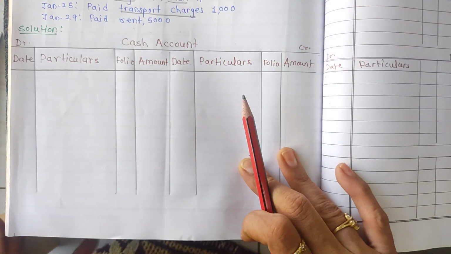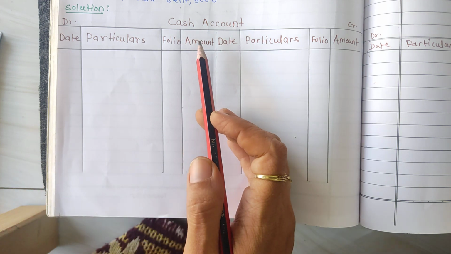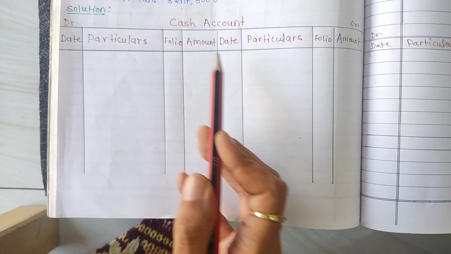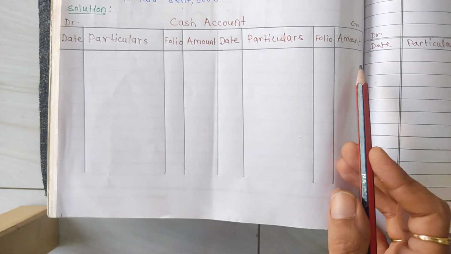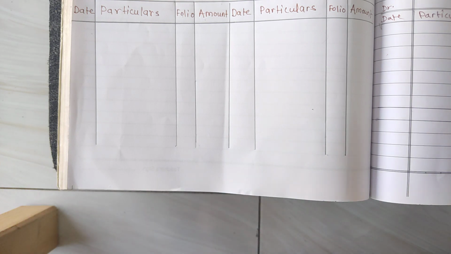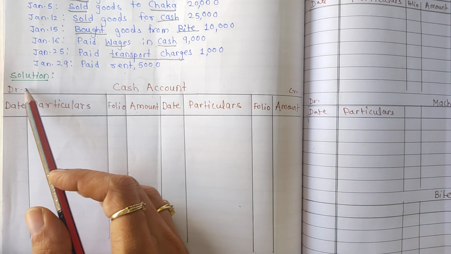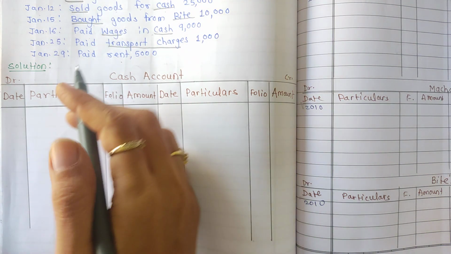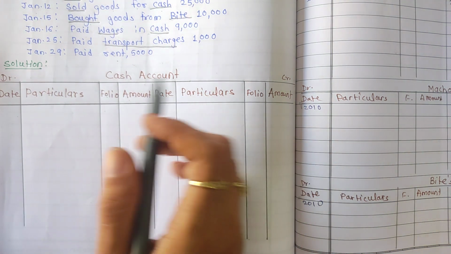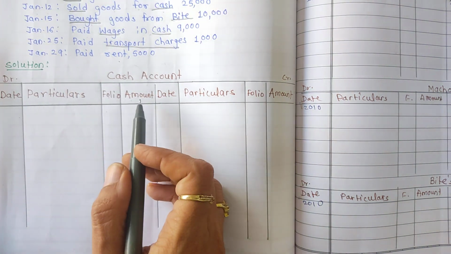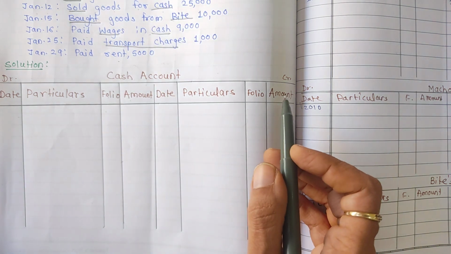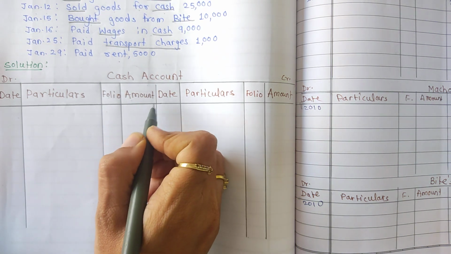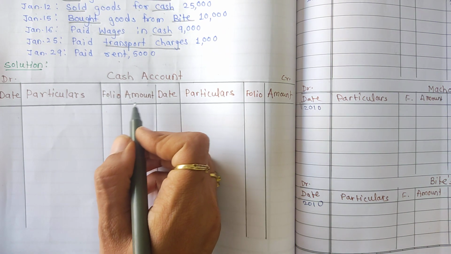You already know the format of a ledger account. See again, for cash account: date, particulars, folio, amount on both sides. On the top we will write debit and credit, and don't forget to write debit and credit above. If any specific currency is given in the question, you have to write it here in brackets, like dollar, rupees or Tanzanian shilling, anything.